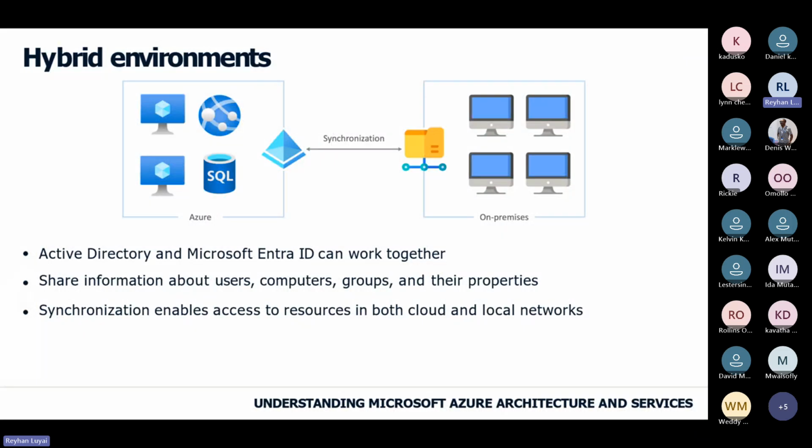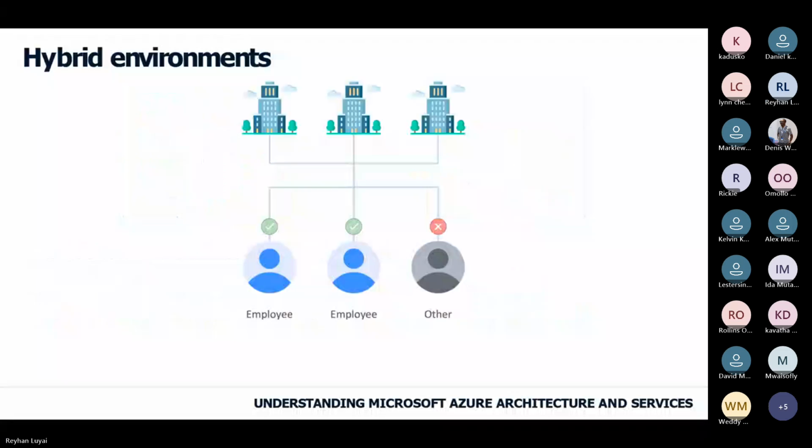So this synchronization enables access to resources in both cloud and local networks. Think of it as having multiple offices or office branches. Employees are recognized across all branches, and their access to certain facilities in each branch is allowed even though they are in different buildings. So much like accessing various buildings within a company, Active Directory and Entra ID function together to enable access across both cloud and on-premises environments.